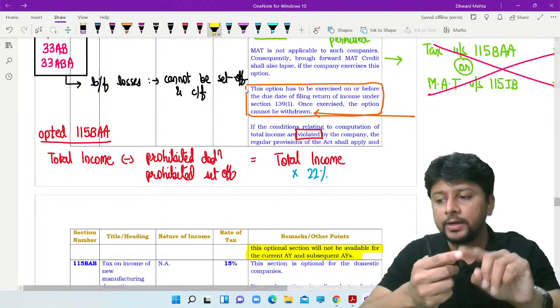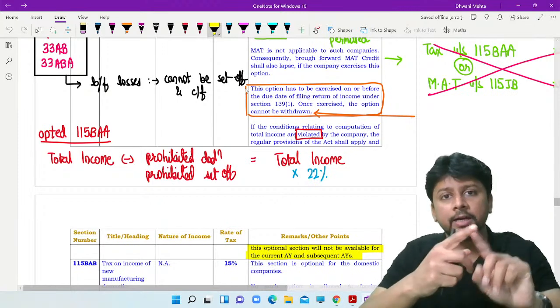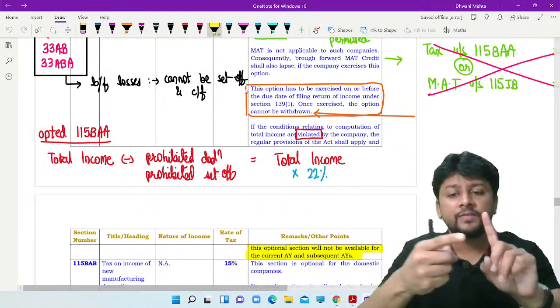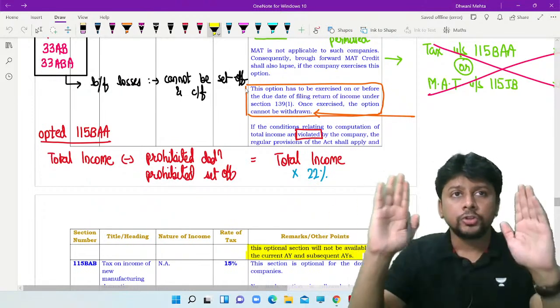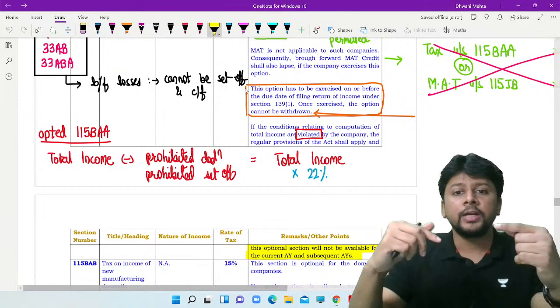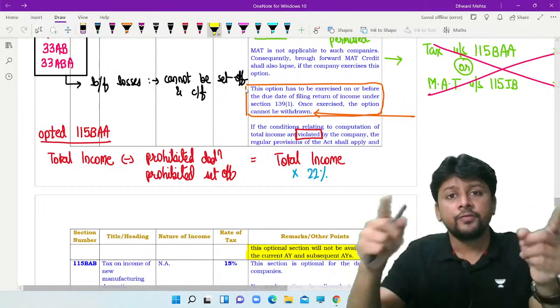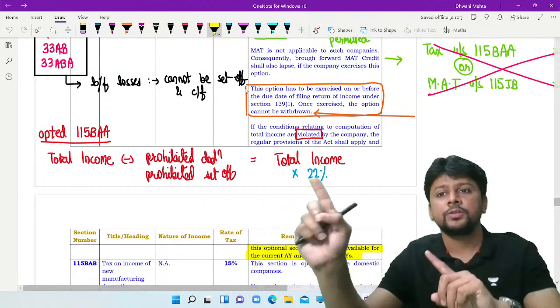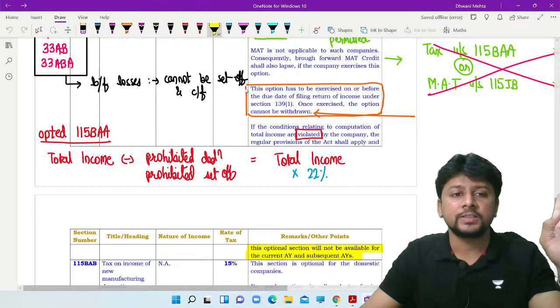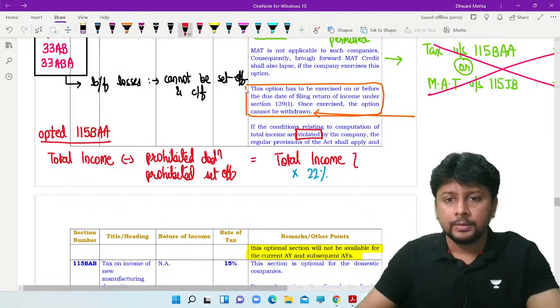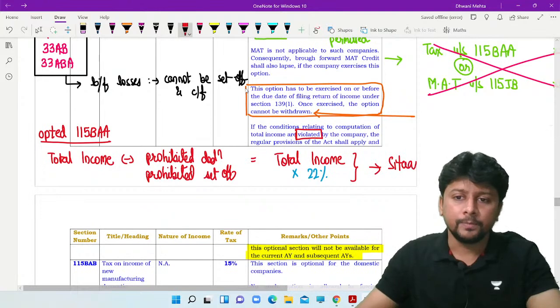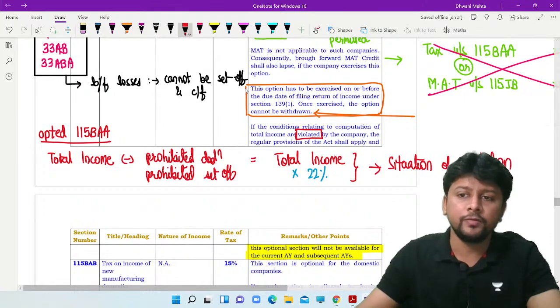If any interest has to be calculated for that assessment year, it will be calculated according to the budget wala tax. If any penalty has to be calculated, it will be calculated according to the budget wala tax. So once you opt for BAA, voluntarily withdrawing it, not possible. And if you violate it, then budget rates of tax will apply and it will no longer be 22%. This example that I have put up here, this is a situation of violation. This happens, then you are ineligible for this section for that year and future year.